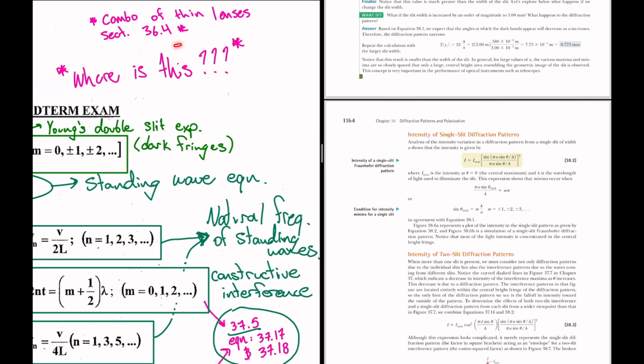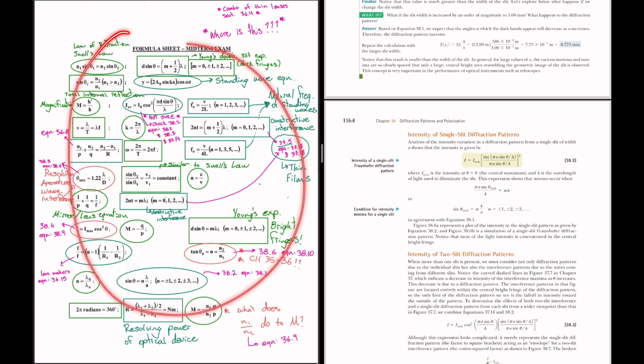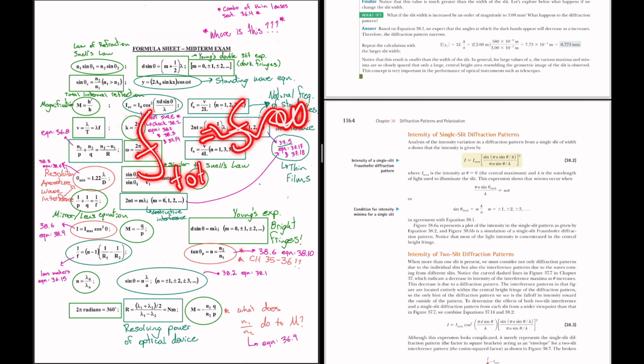I've actually outlined something else in pink over here, if you can see. Combination of thin lenses, section 36.4. I just wrote this little thing here for myself because I noticed this entire equation sheet includes a lot, but there are some things it doesn't include. One thing it doesn't include is an equation for the combination of thin lenses. When you combine thin lenses, you have magnification that looks like M total is equal to magnification 1 times magnification 2. F total, the focal point of the total, is equal to some combination of focal points. So this is something to go over if you have a bit of extra time.